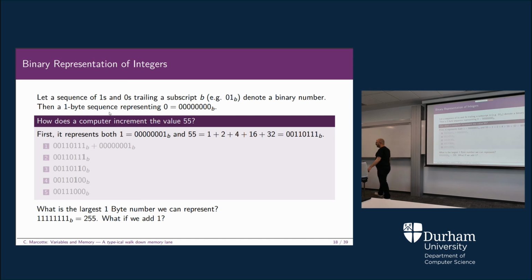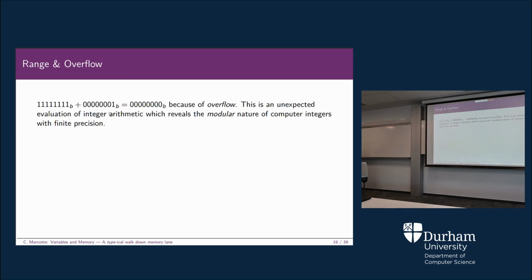What happens if we add 1 here? So 255 plus 1 is 0 in 1-byte modular arithmetic. This is sort of unexpected if you are coming from math rather than computer science, which reveals the modular nature of computer integers with finite precision. If you were able to allocate more bytes to representing these numbers, you could represent larger numbers. You'd have a larger range over which you got the expected result before overflow.